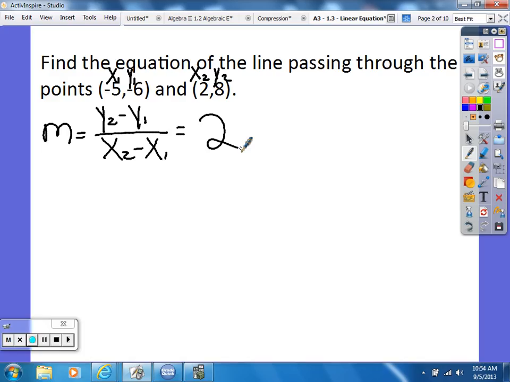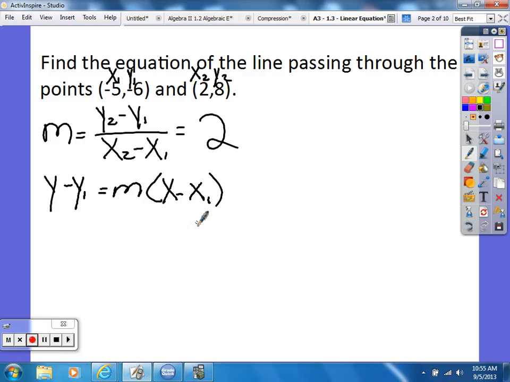Now, what do I need to do next? I've got a couple options. What would I need to do next to help me out here? All right, Mallory, go for it again. Okay, point-slope form works well. Which would be y2, I'm sorry, let's try that again. y minus y1 equals m times x minus x1.